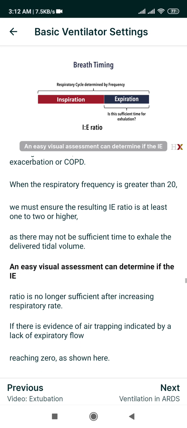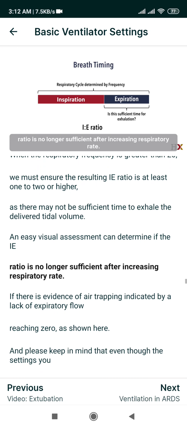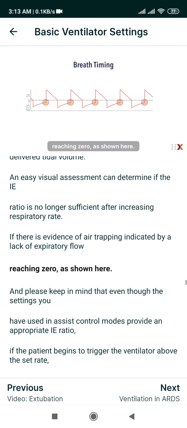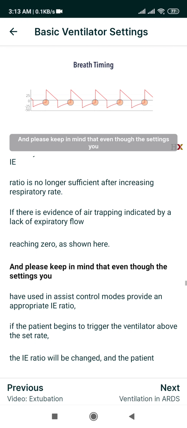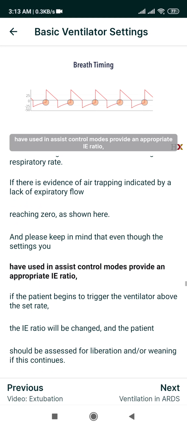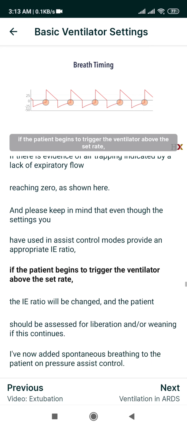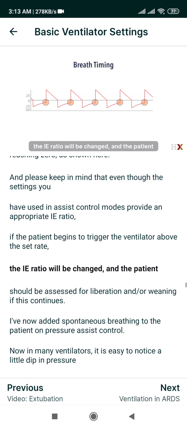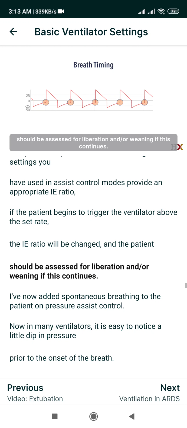An easy visual assessment can determine if the IE ratio is no longer sufficient after increasing respiratory rate if there is evidence of air trapping indicated by a lack of expiratory flow reaching 0 as shown here. And please keep in mind that even though the settings you have used in assist control modes provide an appropriate IE ratio, if the patient begins to trigger the ventilator above the set rate, the IE ratio will be changed, and the patient should be assessed for liberation and/or weaning if this continues.